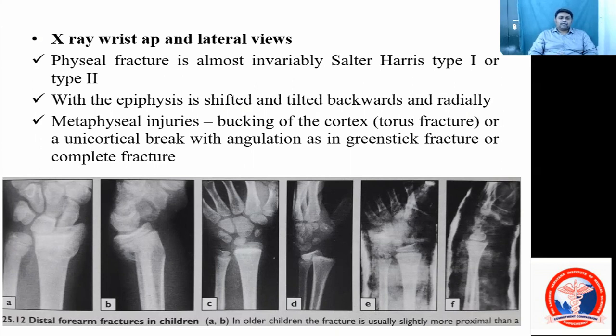If you see the images of A and B, you can see the fracture occurs at the metaphyseal region where the volar cortex is intact, whereas the dorsal cortex has a fracture. This type is called a greenstick fracture. And if you see the images of C and D, it is clearly an epiphyseal fracture where the epiphysis is displaced dorsally. So what you do is you give traction, reduce, and then apply a POP.